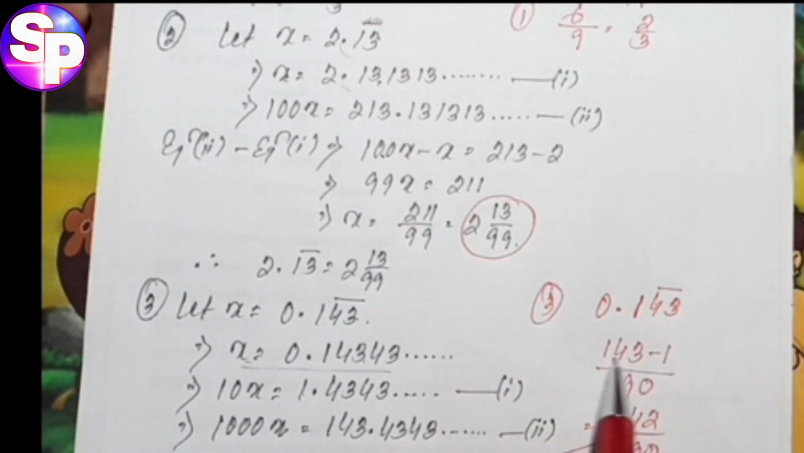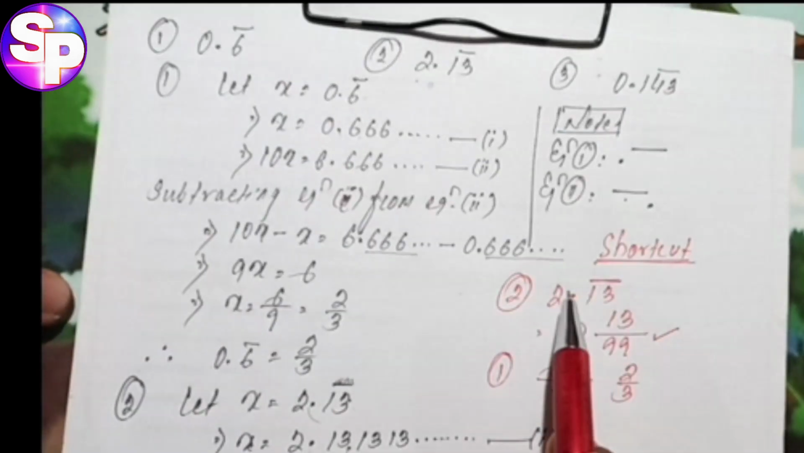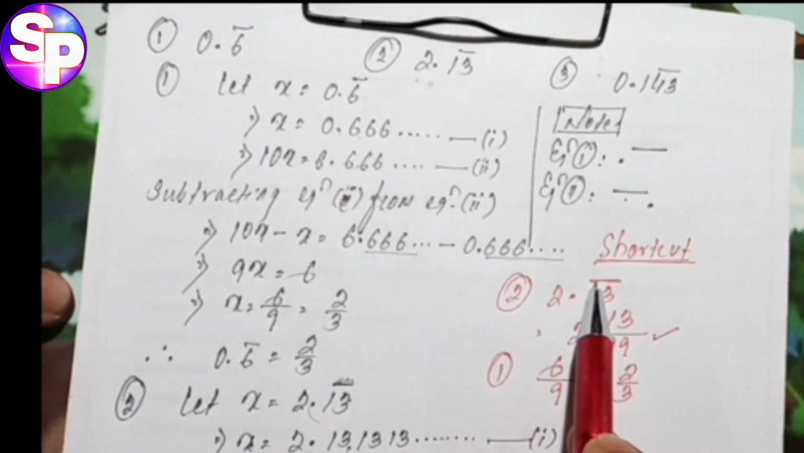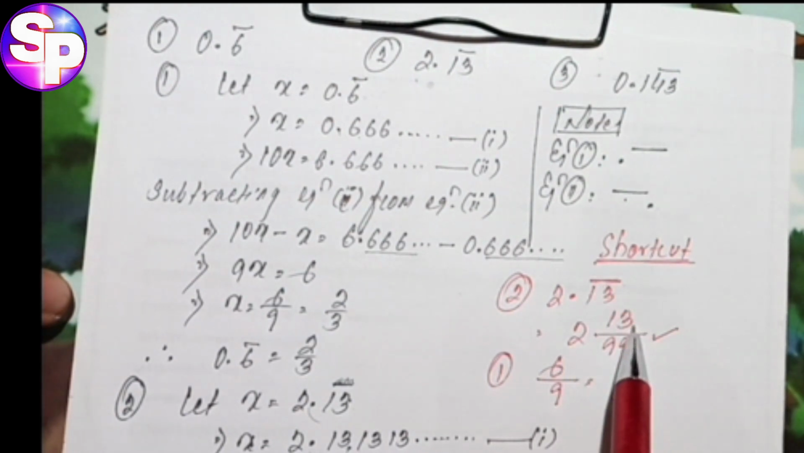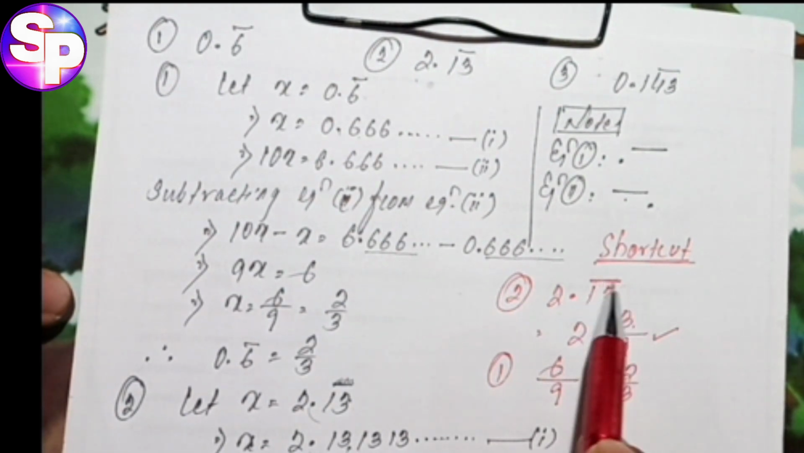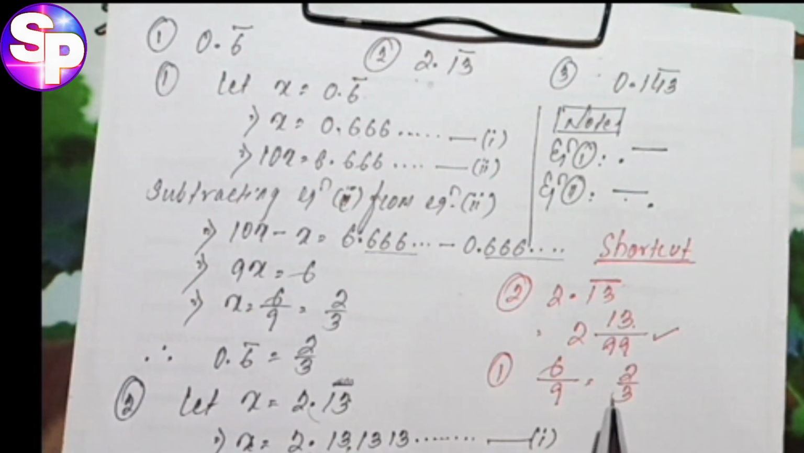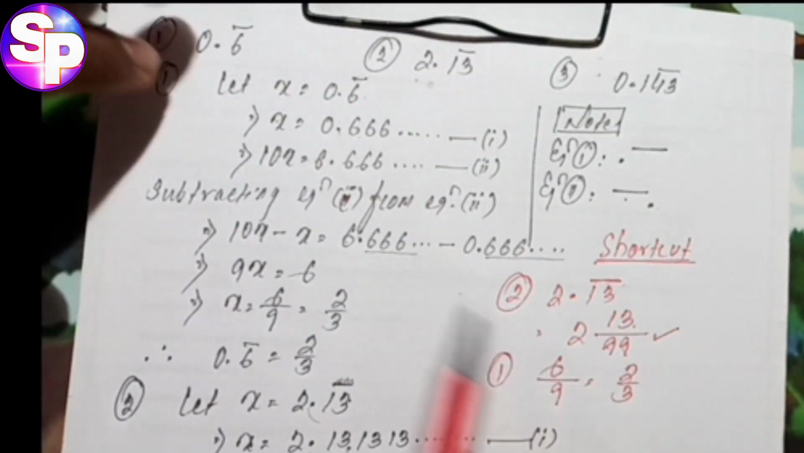But here children, 2.13 bar, so 1 and 3 both are repeated, so the numerator contains 13, and both digits are repeated, 2 digits are repeated, means 99 is there in the denominator, and this 2 is the integral part, so 2 whole 13 by 99. But here 0.6 bar was there, so 6 by 9, this is the answer.